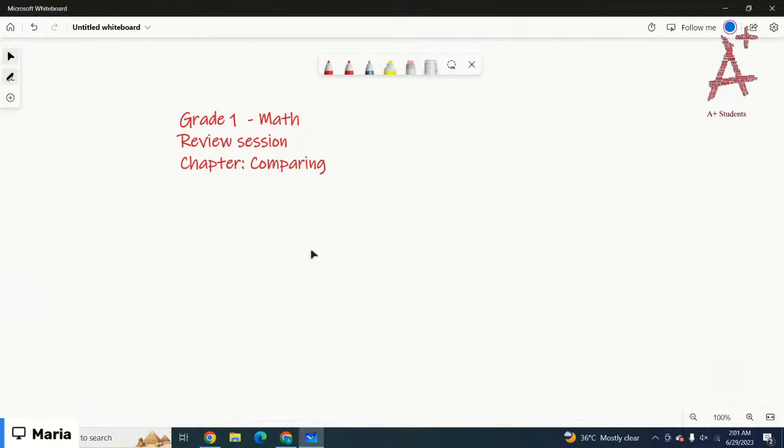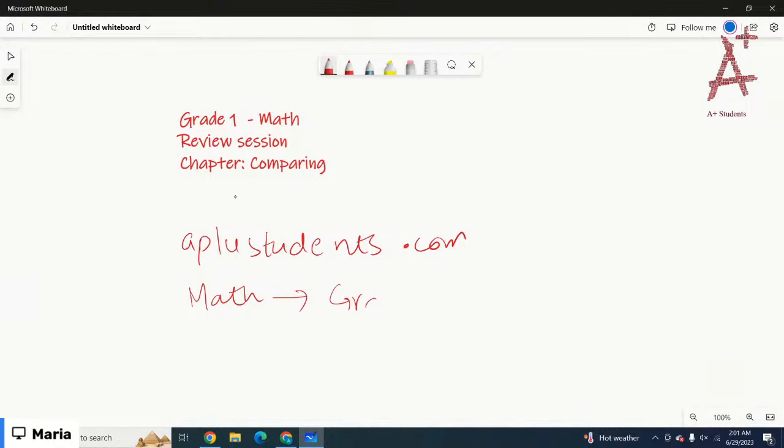We are here for grade 1 math. You can find all the lessons on aplusstudents.com. You have to log in there using your email address, and the password is provided by the administrator. Then you have to select math from the subject tab. Scroll down to grade 1 and then click on view all lessons. There you can find a list of the chapters.